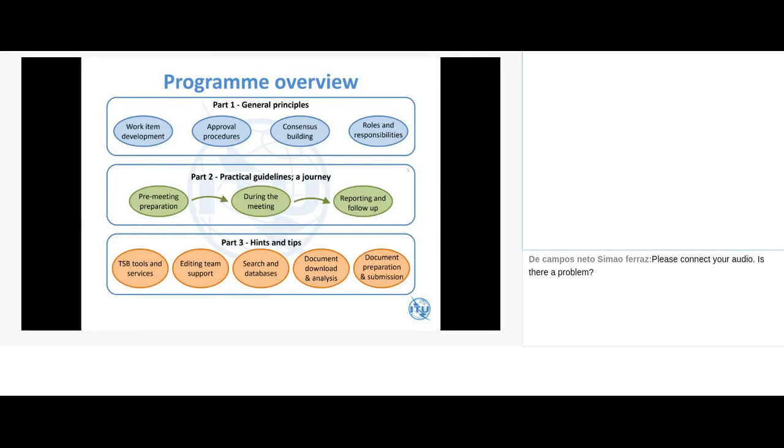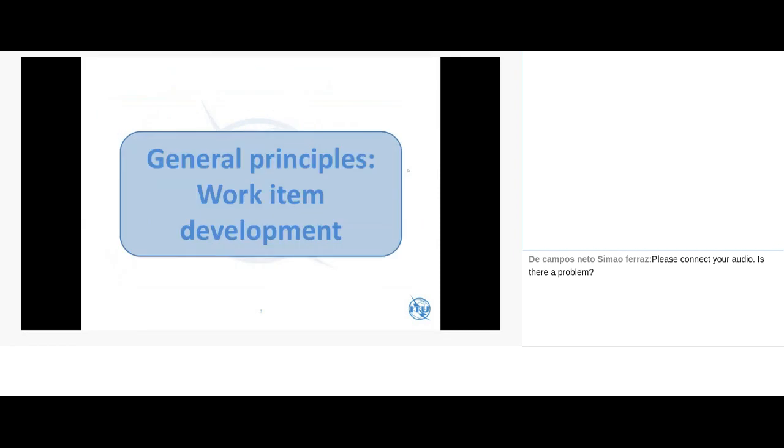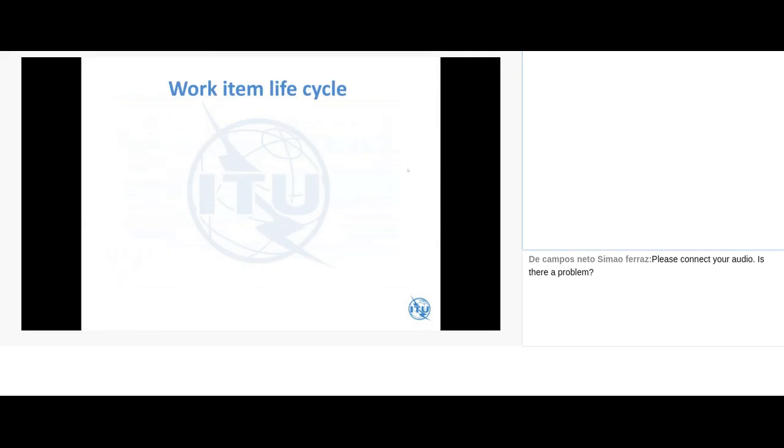So we'll look at parts 1 and 2 now. So starting at the top level, first of all, what is the life cycle of a work item? I think this is really quite fundamental, and hopefully we can envisage it in a way that helps us move forward. So, as you know, member contributions are the driving force of the work of ITU-T.